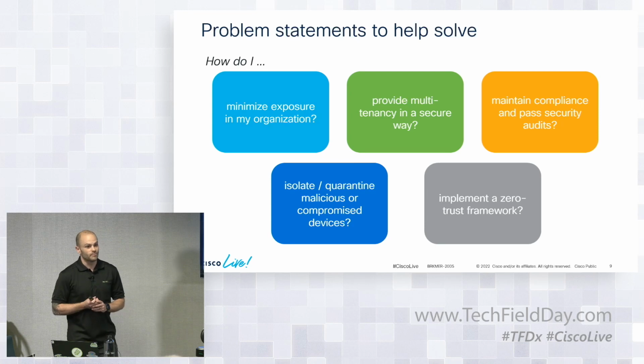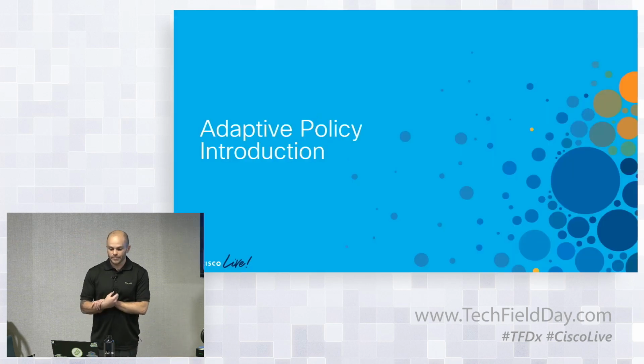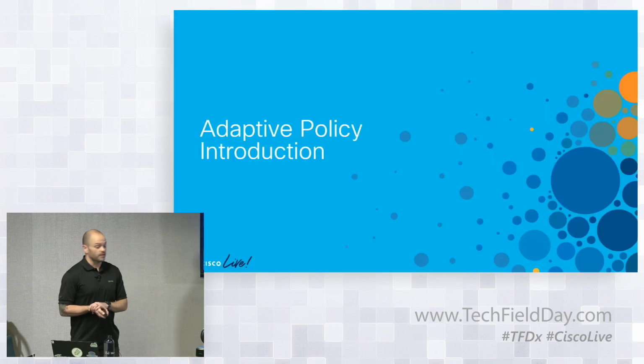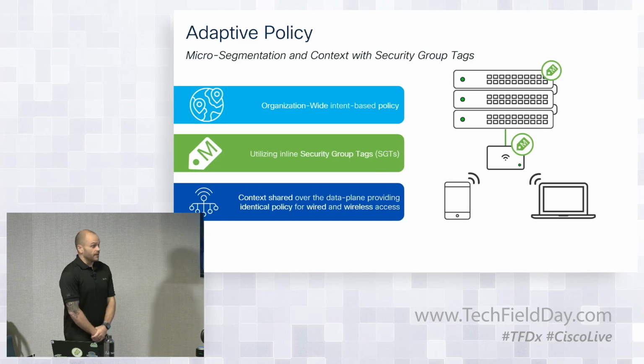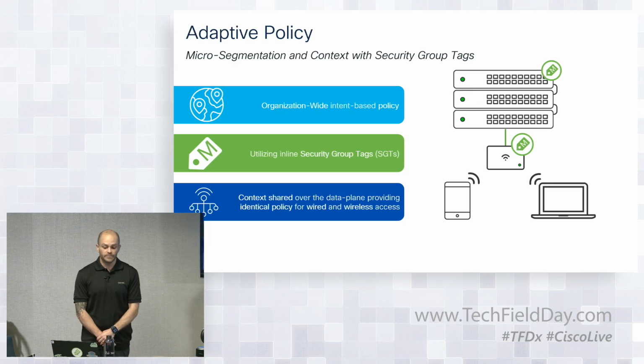I think we've all probably had to comb through configurations and explain access lists to an auditor. Sometimes those are the most difficult conversations to have because they take forever. But in the end, that's where we came up with adaptive policy, which is, as I said earlier, our take on micro-segmentation using security group tags over the data plane.